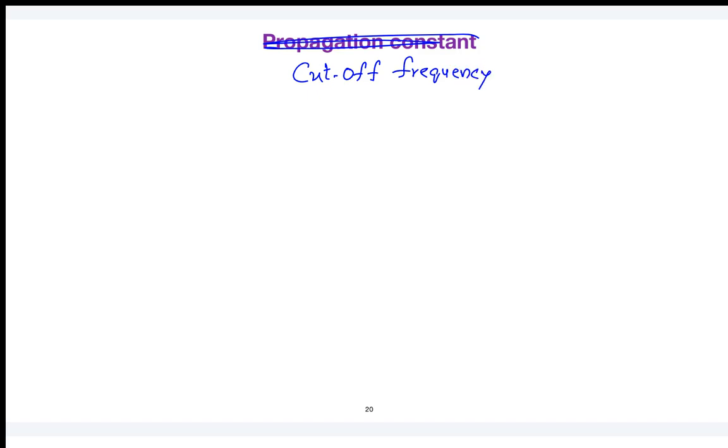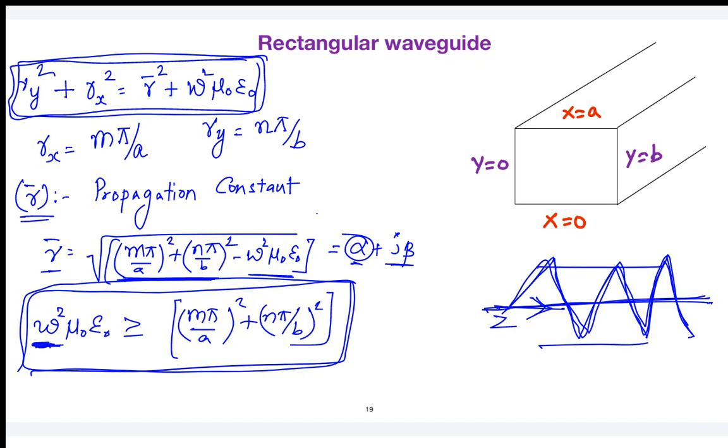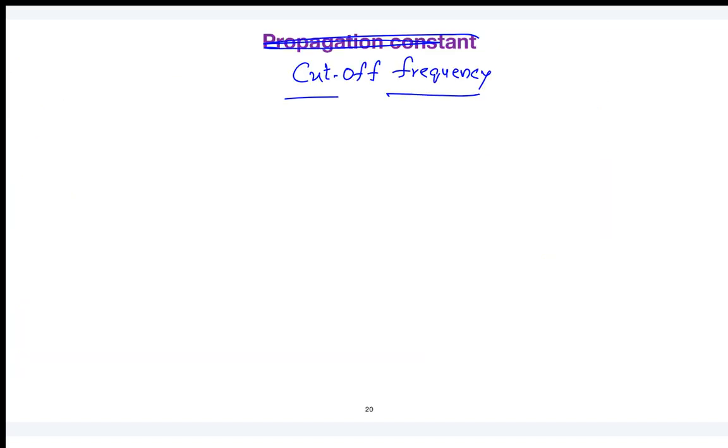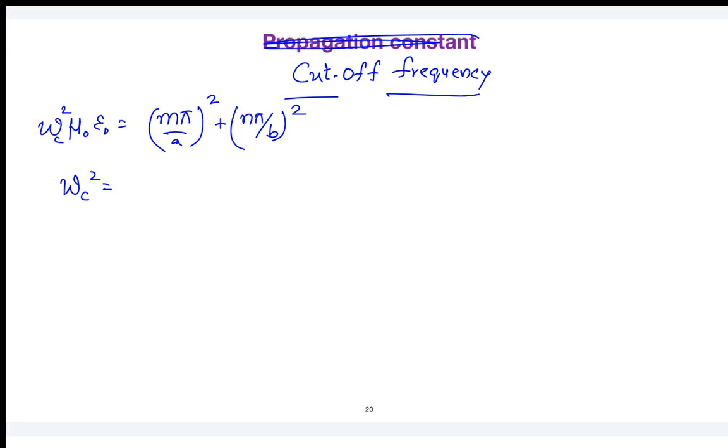So how do we define the cutoff frequency? Just look at this equation. When you equate these two terms, you get the minimum frequency. When I equate those two, I arrive at omega square mu naught epsilon naught equal to m pi by a whole square plus n pi by b whole square. So omega c square is equal to 1 over mu naught epsilon naught times m pi by a whole square plus n pi by b whole square.